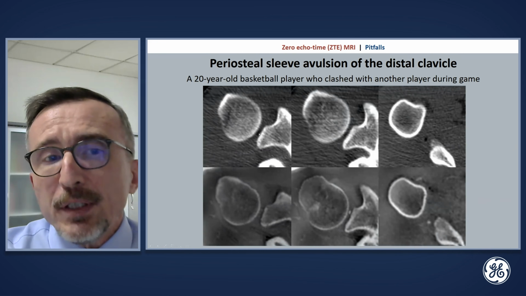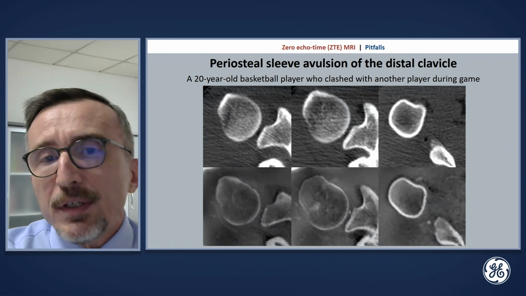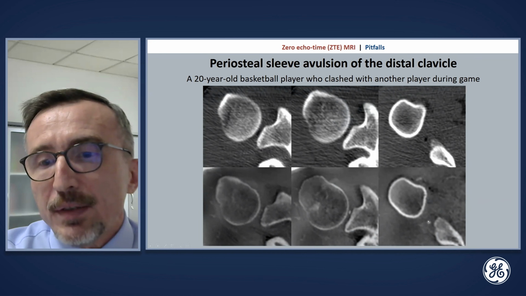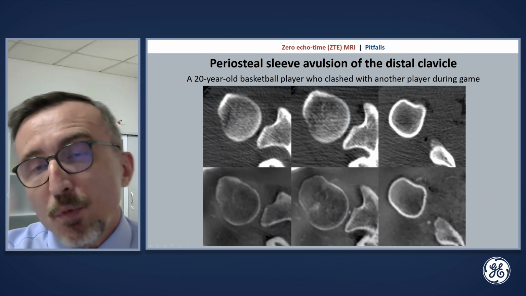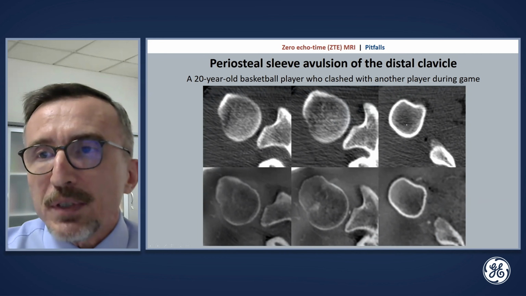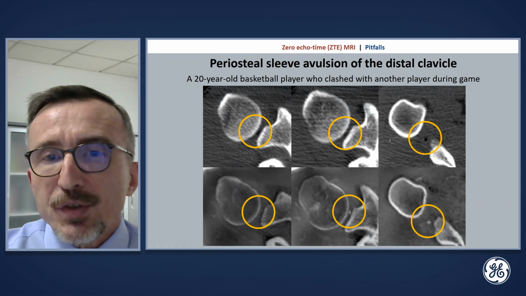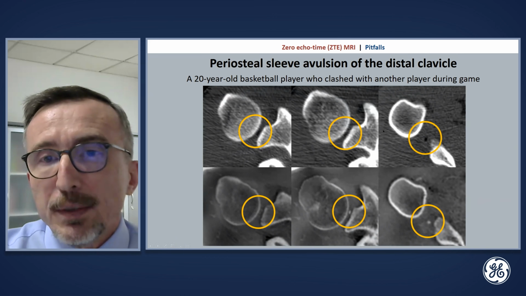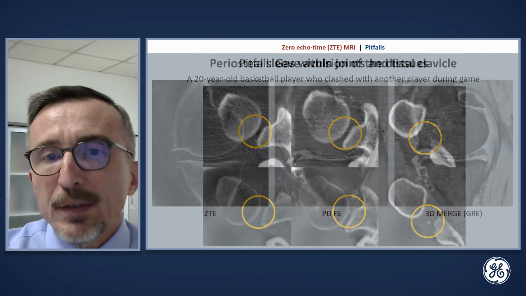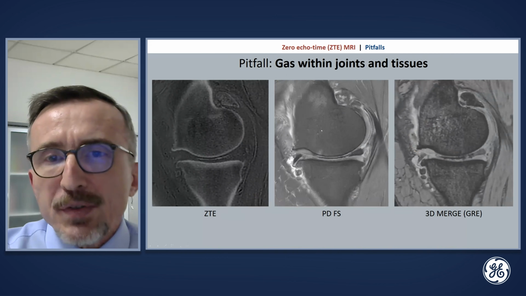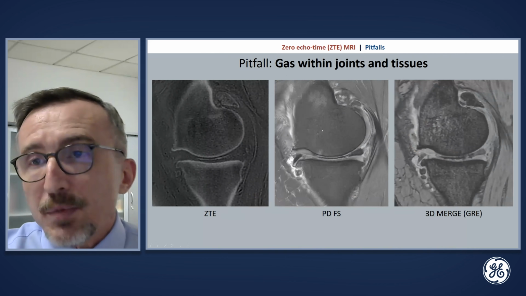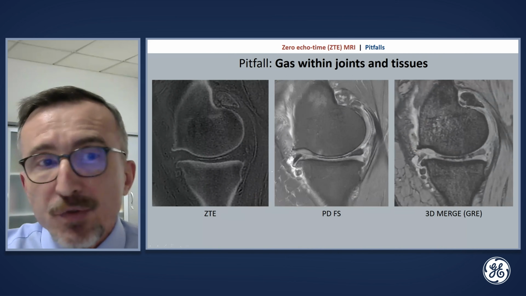In this particular patient, we are coming to one of the pitfalls now. You can see that there is some gas within the joint space, and these are depicted as those white foci, which may sometimes perhaps be mistaken for bone fragments, especially with intra-articular fractures. So one of the pitfalls of ZTE is obviously the presence of gas within the tissues, and we should definitely look for other clues to its presence, like the other sequences or sometimes other imaging methods like X-rays.